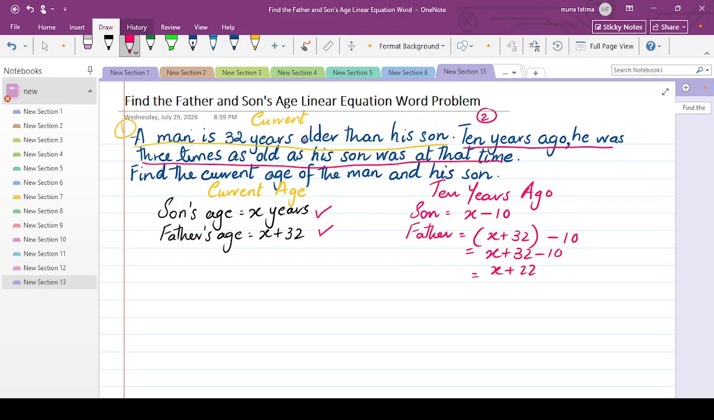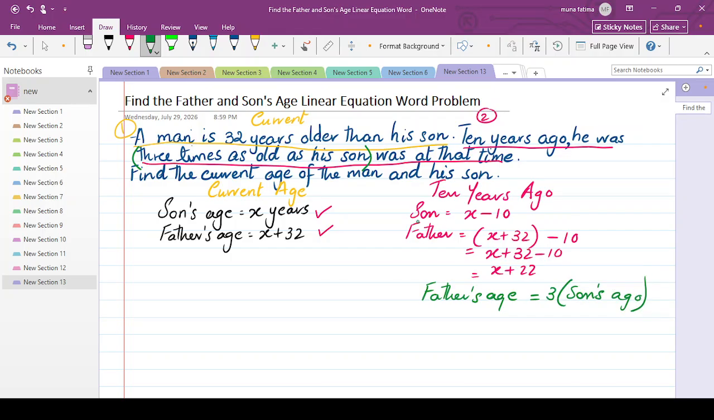Now we still have half of this left, the second statement. 10 years ago, he was three times. This is going to be the third part of our working. The father was three times as old as his son. That we're going to do this for father's age was equal to three times the son's age. We're talking about 10 years ago.